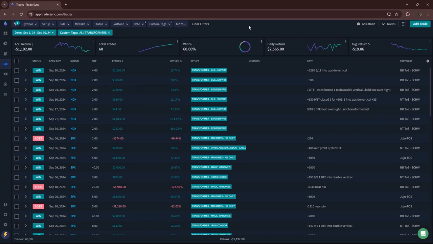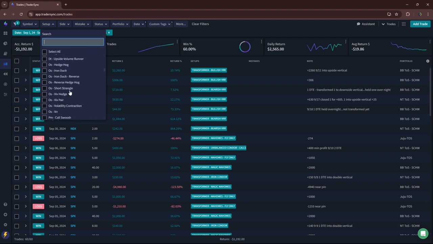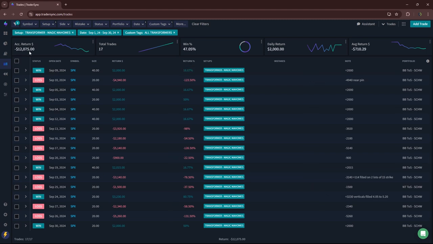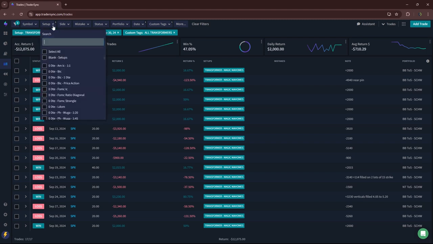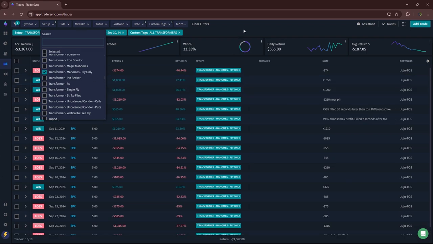So overall, my transformers have been really good, except for one. And that is Mr. Magic Mahomes. My Magic Mahomes strategy struggled. So if we break these down and look at just the Magic Mahomes, for example, minus 12K on my main Mahomes strategy. And then the other one that I'm testing with a bot for comparison purposes was a little bit red as well. I was down 3K.